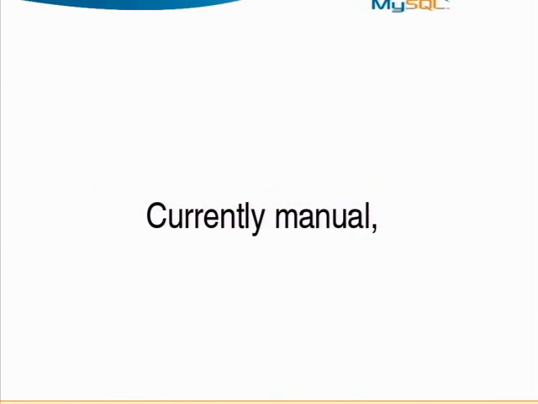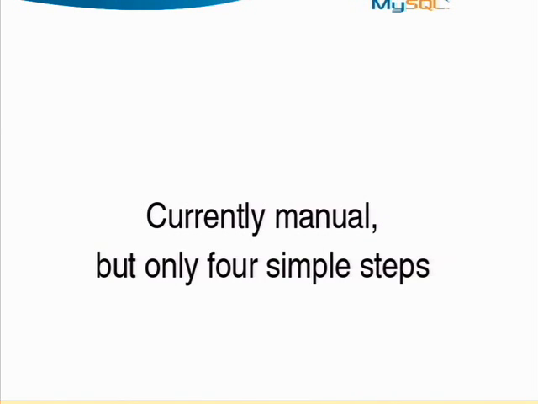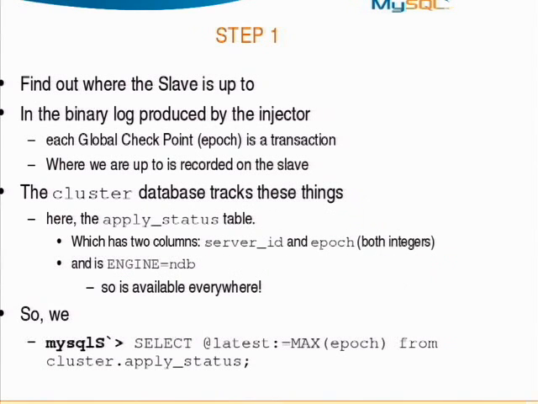So back to failover. It's currently a manual process, the same as you do with normal replication, promoting a slave to a master, but it's only 4 simple steps for cluster. These are also documented in the manual, so don't furiously write these down. Step 1 is to find out where the slave cluster is up to. In the binary log produced by the injector thread, each global checkpoint, so each epoch happening in the master cluster, is a single transaction. So we end up having the same disk persistent recovery point in the binary log as well.